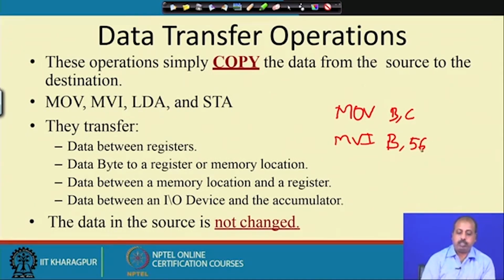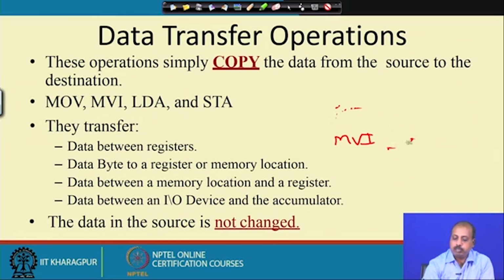So, that means I want to move the value 56 into the B register. In this way I can talk about various operations and movements that we can do in 8085. Similarly, there are the LDA and STA instructions.